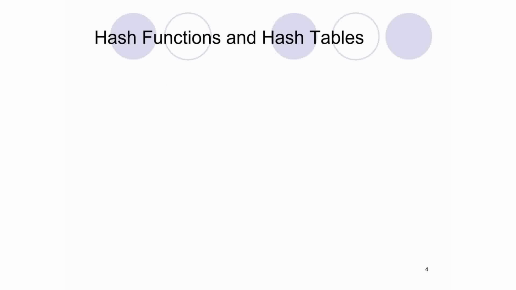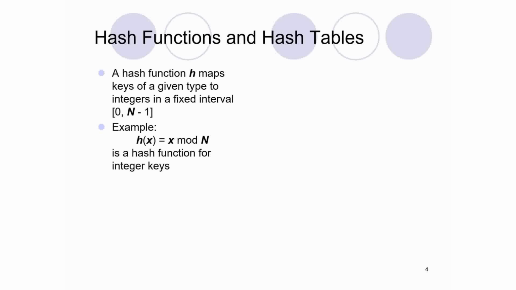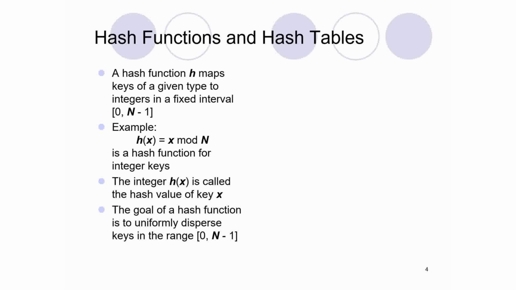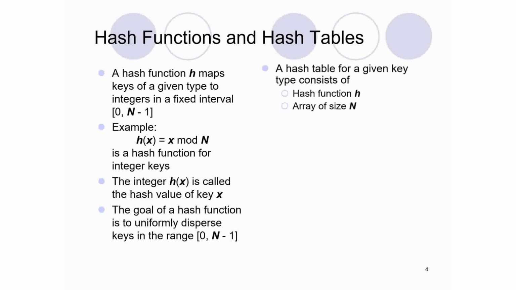Hash functions and hash tables. A hash function h maps keys of a given type to integers in a fixed interval 0 to N-1. Example: h(x) equals x mod N is a hash function for integer keys. The integer h(x) is called the hash value of key x. The goal of a hash function is to uniformly disperse keys in the range 0 to N-1.